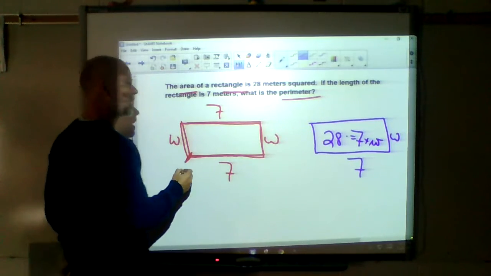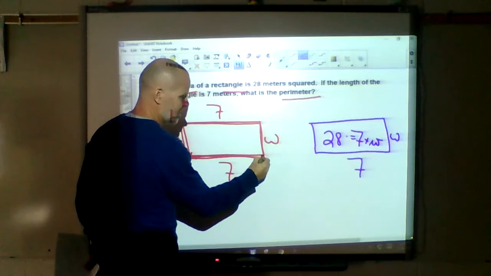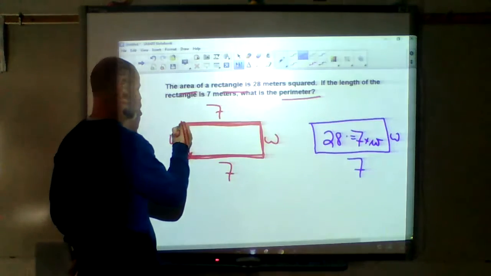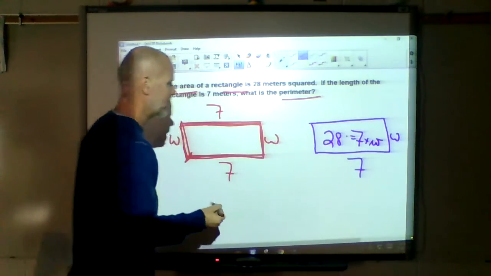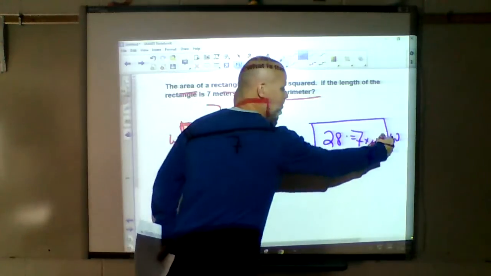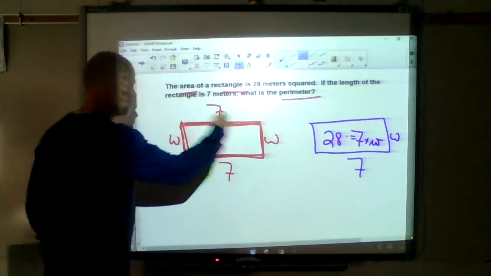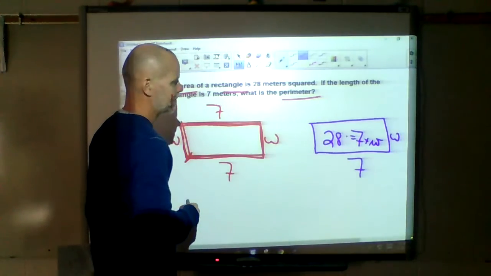And if I wanted to know the length, I would need to add this side, which is 7, plus a W, I don't know what W is, plus this side, which is a 7, plus this side, which is a W, which again, I don't know what W is. That's the missing part, is the W. So if I can find the width, I can find how long it is all the way around this rectangle.